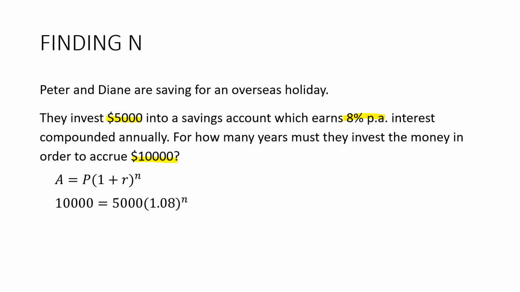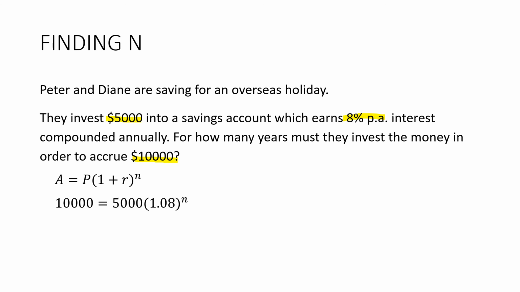You can see how instead of 1 plus 8%, I've done 1.08. It's up to you. We don't actually know how to solve that equation. You learn that later in year 10 or in year 11. So we're going to use a technique called guess and check, and I'm just going to substitute in values for N until I get the right answer. So I'm going to put 5,000 times 1.08 to the power of something into my calculator.